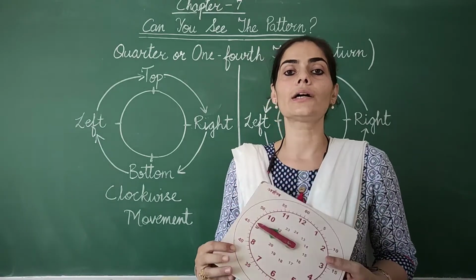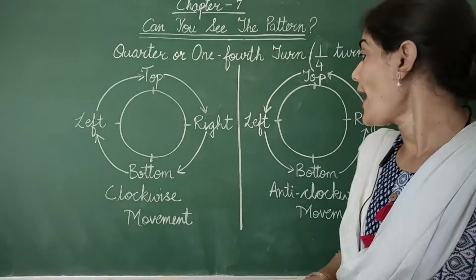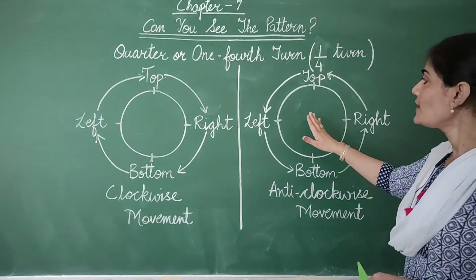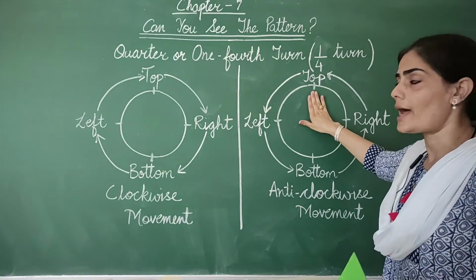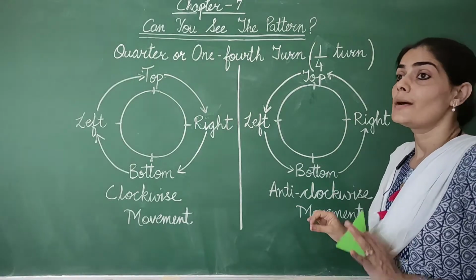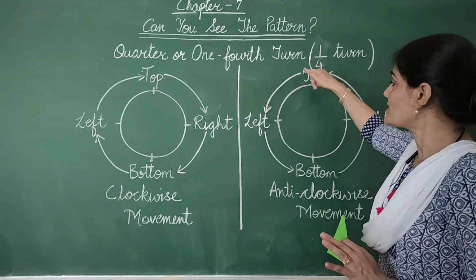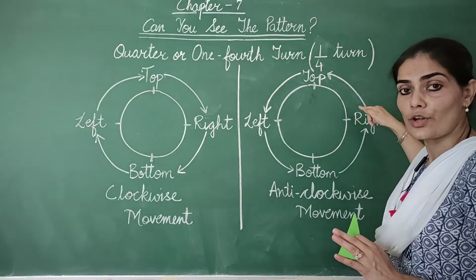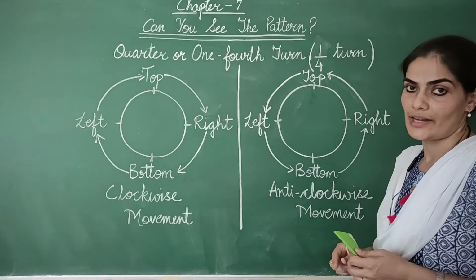Now let's learn what happens in 1/4 turn anti-clockwise. Beta, the positions are going to remain unchanged, that is top, right, bottom, left. But this time the object is not going to move like the movement of the hands of a clock. It is going to move in the opposite direction.